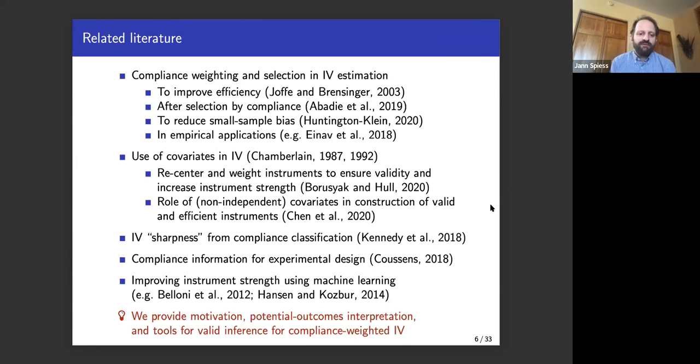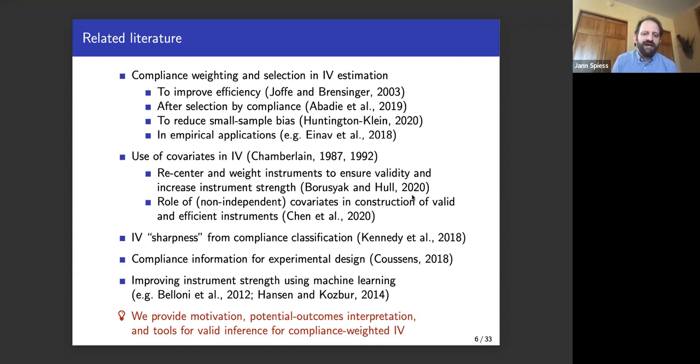Another very related line of work is by Edward Kennedy and co-authors on using compliance classification. So our ability to find who compliers are, to basically characterize the sharpness of an instrument, in order to add one additional diagnostic tool and the ability to extrapolate better to the IV toolkit. And then finally, maybe the most direct precedent to our work here is a chapter in Stephen's dissertation where he was talking about using compliance for experimental design. So for example, only including compliers in your experiment in order to improve precision.